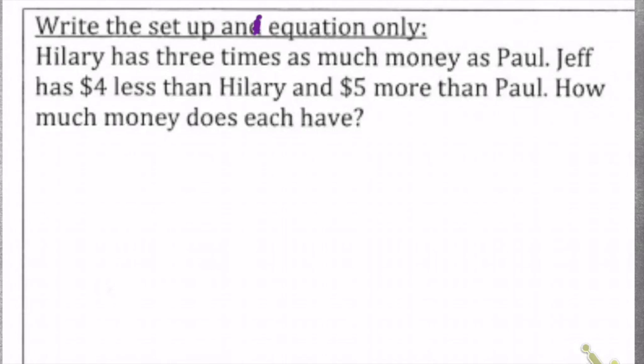So we want to read it. We want to set it up, which includes defining our variable. And I like to look through and say, okay, what do I know the least about? And that's what I'm going to put as my base variable. So I know a little bit about Hillary. She's got 3 times as much money as Paul. I know that Jeff has $4 less than Hillary and 5 more than Paul. So what I know the least about is Paul's amount of money. So you could use X or really any variable, but I'm going to use P because it reminds me what I'm looking for or what the variable stands for. And so that's going to stand for Paul's amount of money.